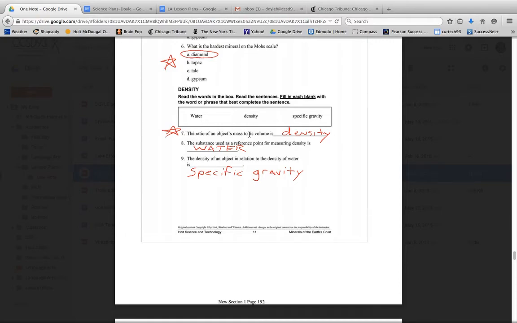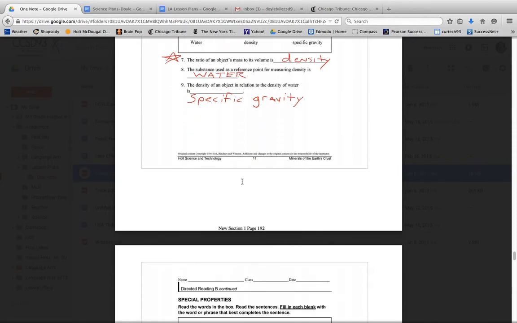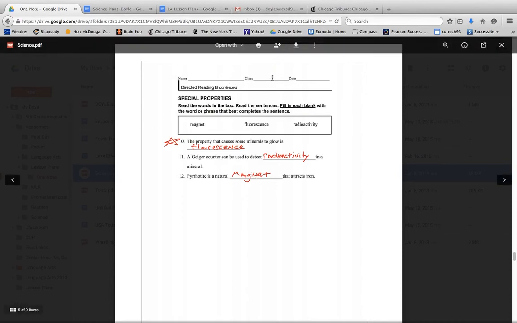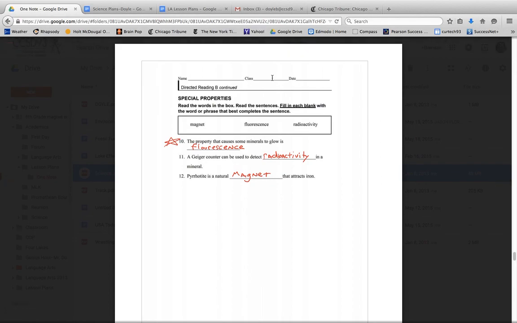7. The ratio of an object's mass to its volume is its density. 8. The substance used as a reference point for measuring density is water, and 9 is specific gravity. 10 is fluorescence, 11 is radioactivity, and 12 is magnet. So make any corrections you need to that, and be ready to turn that in.